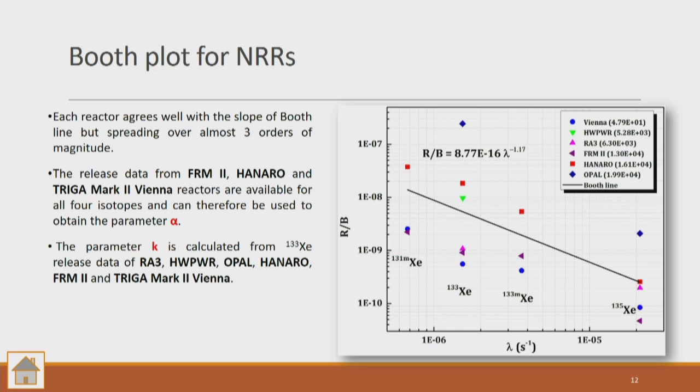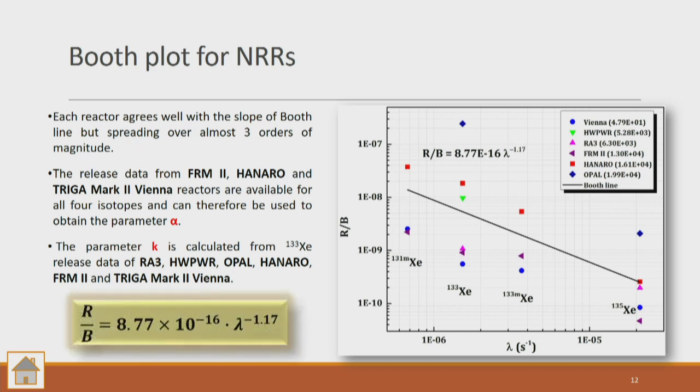In this plot, you see all the nuclear research reactors that have an important role in this study. To determine the parameter alpha, we use the data from FRM2, Hanaro, and Vienna reactor. And to determine the parameter K, we calculate from the xenon-133 releases from these 6 reactors, and the Booth equation for nuclear research reactors is calculated from this equation.